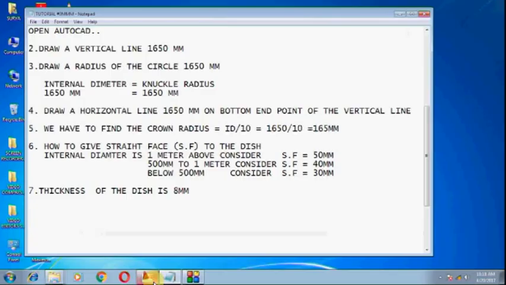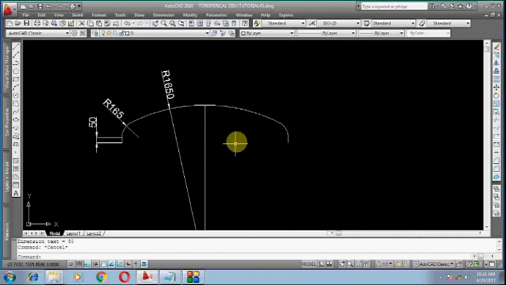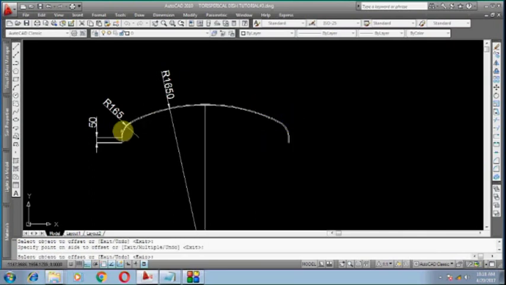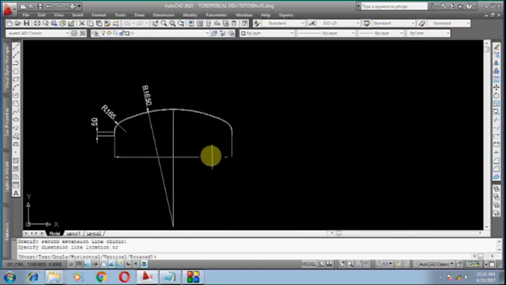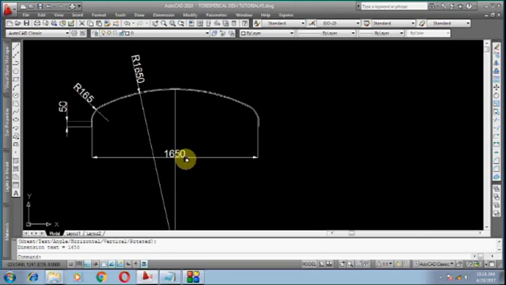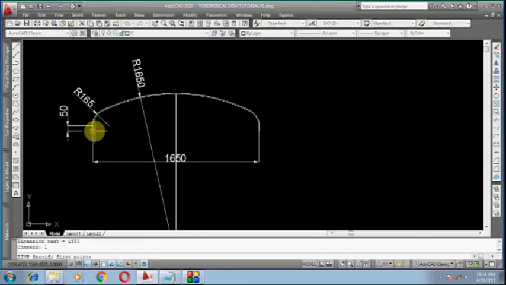Then how to draw the thickness of the dish. Thickness of the dish is 8 mm. By using the offset command, O enter, select the objects and offset outside by 8 mm, and check the internal diameter of the dish. Internal diameter is 1650. Yes, okay.